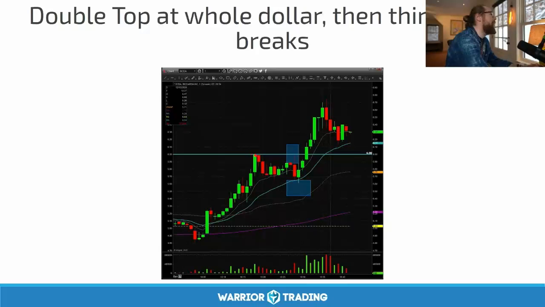Here we have a double top, and this is an example of a double top at the whole dollar of 6. So it comes up to 6, it rejects it, it flushes down. So that becomes a little bit of what we would call a bull trap. People probably bought it thinking, okay, it's about to break, and then whoa, it flushes down, they stop out. Then a moment later, it comes right back up and breaks through it.